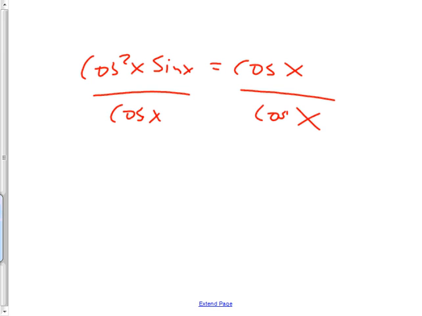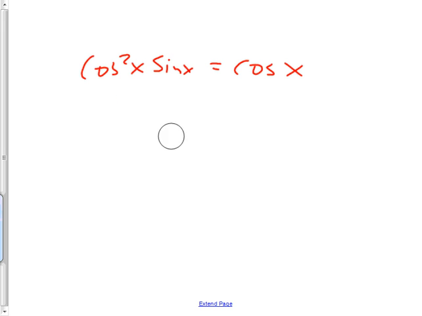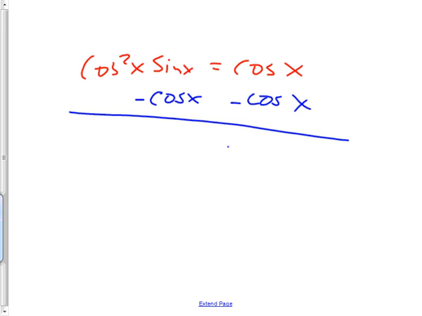So we can't do this, even though it would be nifty and it would make life a lot simpler, but it's just wrong. So I can subtract cosine from both sides. That's okay. I can subtract a variable from both sides. That's always been okay. Take cosine from both sides. And why is that good? Because now it's equal to 0.